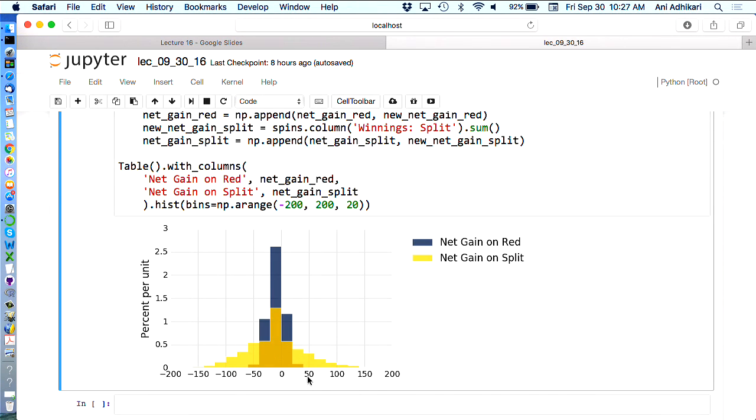However, what else are you seeing? Yeah, there's the other side to the histogram, right here. You have a much bigger chance of losing more than $50 as well. So which one you play depends on the amount of risk you want to take.